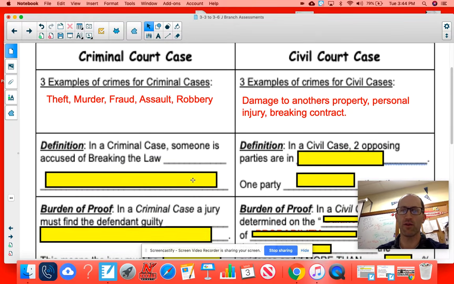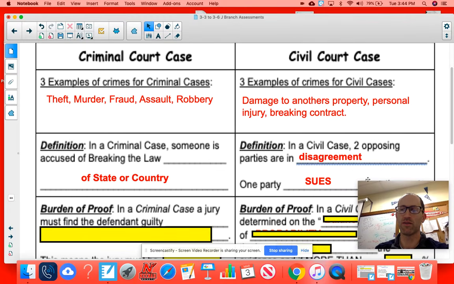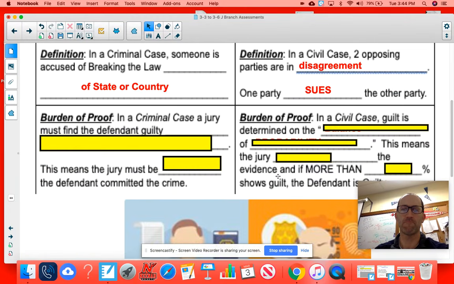If we defined a criminal court case, we would want to define it as someone who breaks the law. Someone is accused of breaking the law in a state or a country. That would be a criminal case. In a civil case, two opposing parties are in disagreement over something, and one party sues the other party.